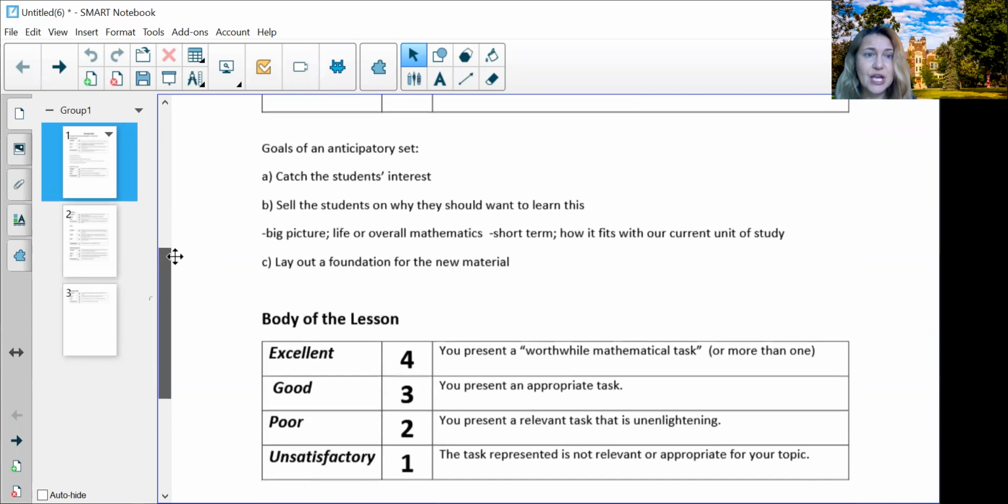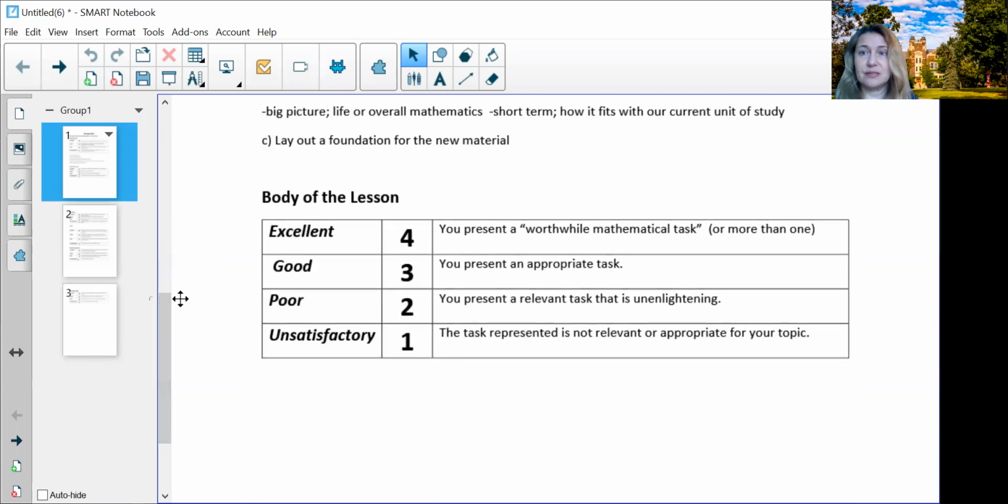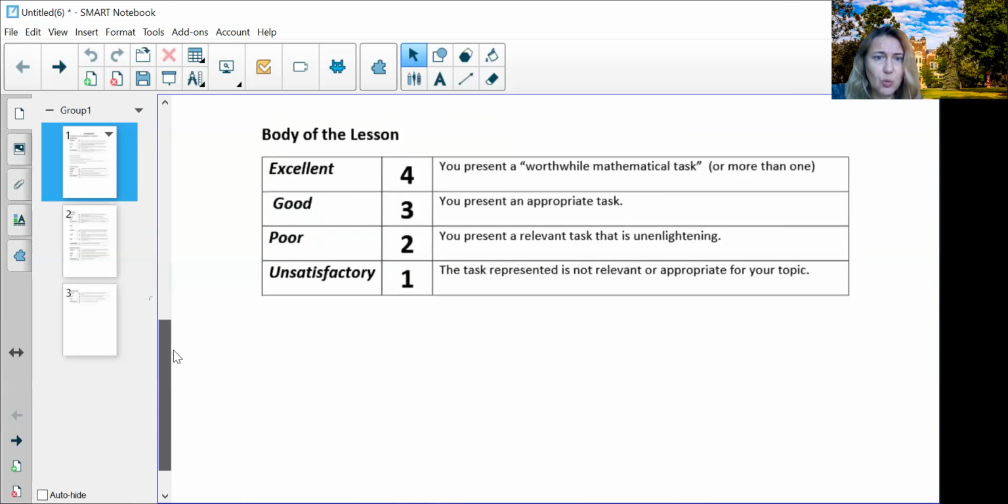Body of the lesson. So what's really important is that you engage us. All right, you need to engage your audience in something that is worthwhile. Okay, this is really related. A lot of these rubric items intertwine.